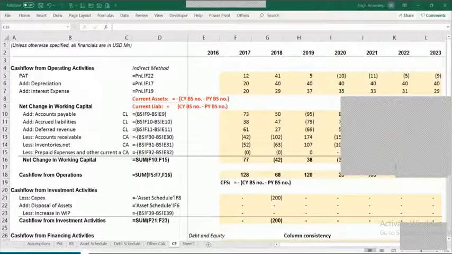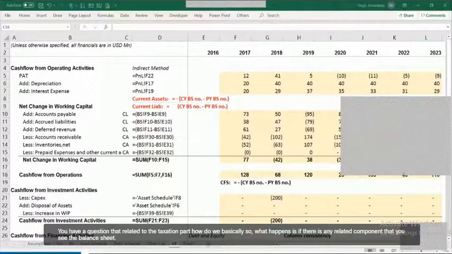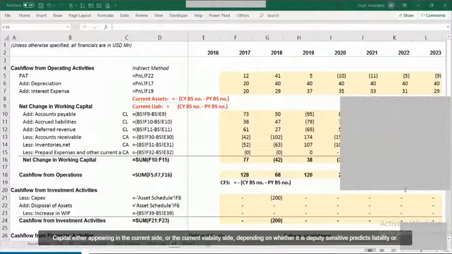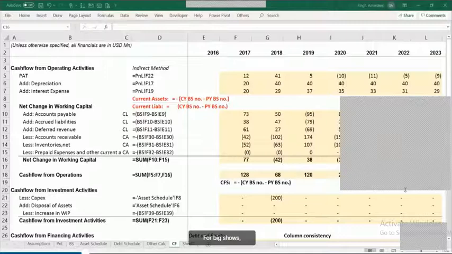So Arun, to your point, you have a question related to the taxation part. How do we account for it? If there is any tax-related component in the balance sheet, it would definitely be part of your working capital, appearing on either the current asset side or the current liability side, depending on whether it is a deferred tax asset, deferred tax liability, or any other provision for tax or advance tax. All of those would be captured in the same way that you see right now.